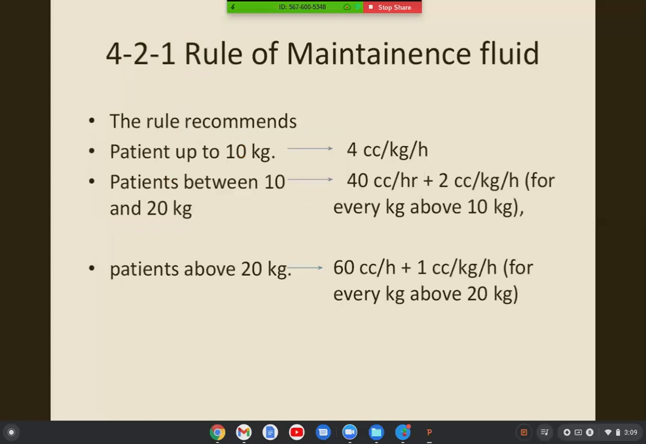For maintenance fluid, the 4-2-1 rule should be utilized. The Holliday-Segar method: up to 10 kg, 4 cc per kg per hour. From 10 to 20 kg, add 2 cc per kg per hour. So 4 into 10 is 40, plus 2 cc per kg per hour for the next 10 kg, and above 20 kg, 60 plus 1 cc per kg per hour for every kg above 20. The maintenance fluid formula is very important in calculation, because if calculated wrong, you are going to jeopardize the entire circulation which needs to be maintained after a surgical procedure is done or while you are planning for a surgical procedure.